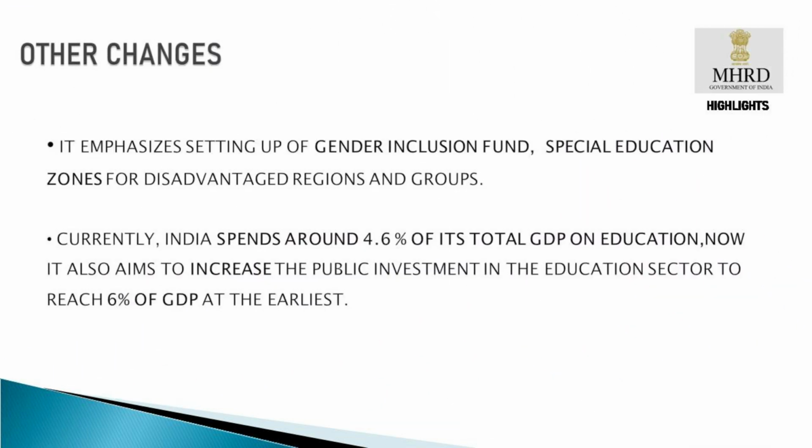Another vital thing, they have brought special education zones and a gender inclusion fund for uplifting disadvantaged regions and growth. Those who are lagging behind can be promoted. For this reason, special education zones have been introduced. Another important thing in this policy is to raise public investment in the education sector from 4.6% to 6%. Now the government will invest up to 6% of GDP in the educational sector.